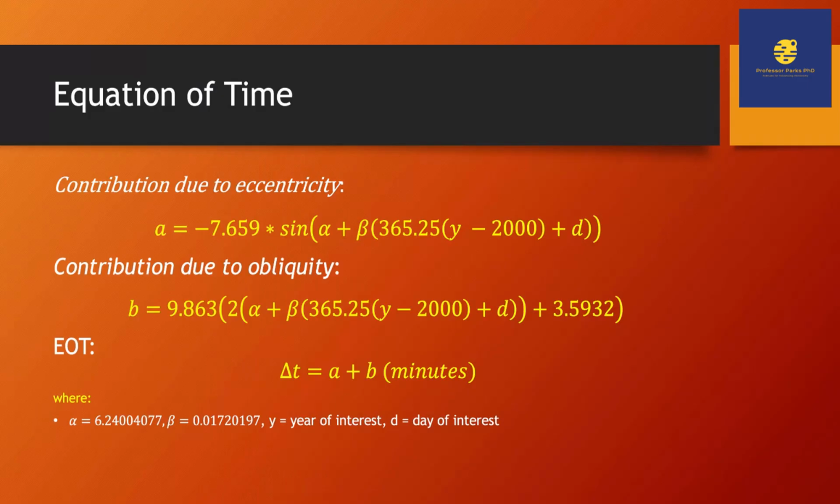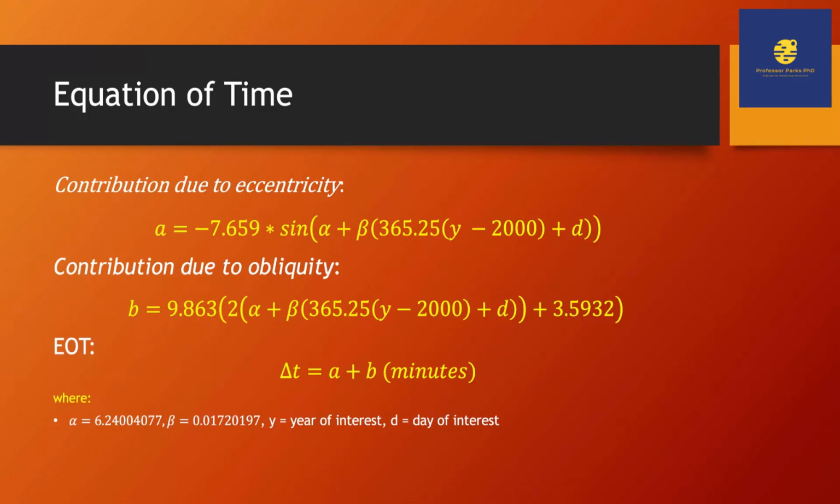Now, in all of its lovely glory, this is the equation of time, where, very simply put, the equation of time, basically the difference between the mean sun and the apparent sun, is simply A plus B. So delta T is equal to A plus B in minutes, where A is the contribution to the equation based on the eccentricity of the Earth's orbit, which you can see listed there.